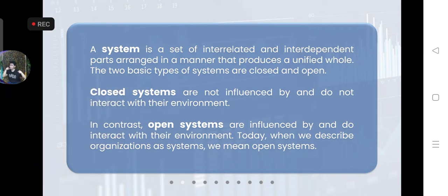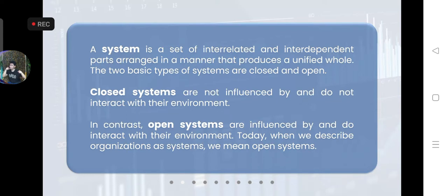So, in simple terms, if we relate to the human body, a system is like the respiratory system or digestive system. They are not composed of only one organ, but of several organs that work together to have the same goal or to produce the same purpose, right?